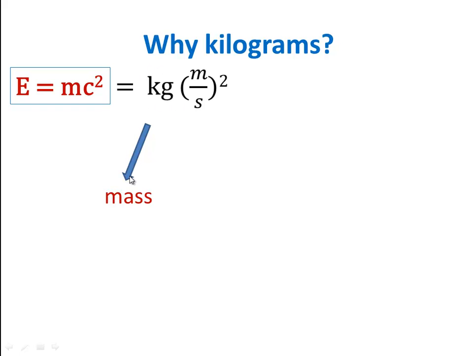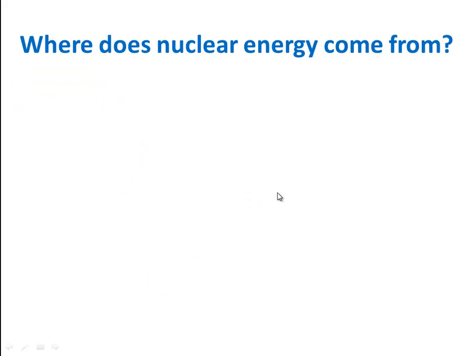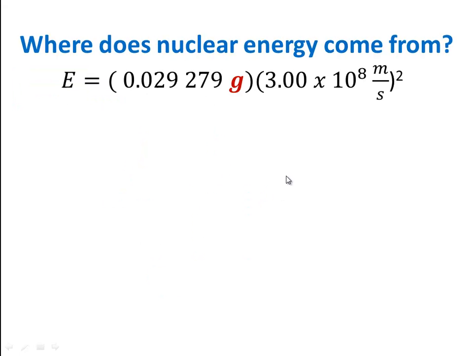The kilogram is a form of mass. Meters per second is speed, right? And then if you square it, so this kind of looks like Einstein's equation, right? Okay, so hopefully you can see that. All right, now let's get back to our calculation.